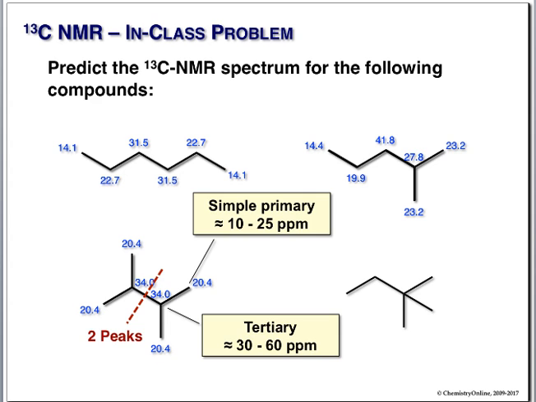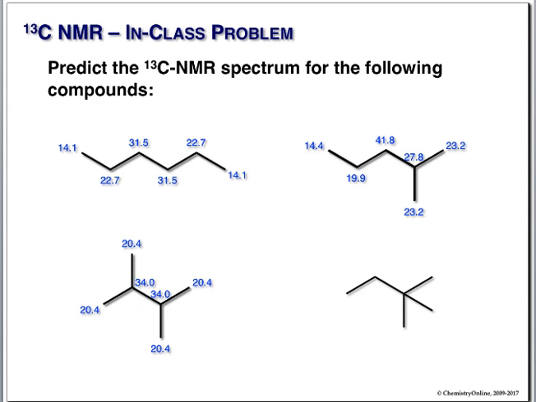Look at the next one and tell me how many peaks. Well, these 3 methyl groups are all going to be the same, aren't they? So that's 1. Have a quaternary carbon here, that's 2. Secondary is 3, primary is 4. We're looking at 4 peaks in the spectrum.